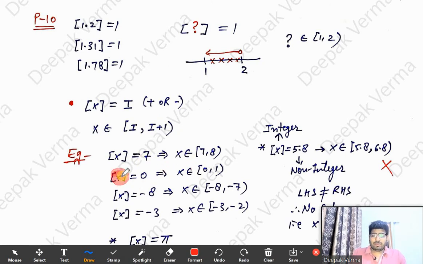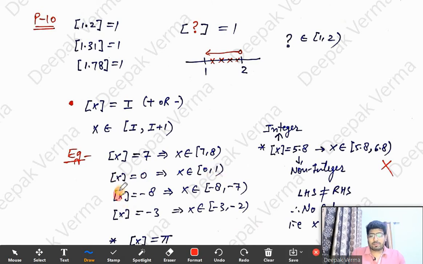Now if we have box x equal to 0, what will be the value of x? The value of x will be lying between 0 and 1. It can be 0 also. Then x belongs to 0 to 1, closed bracket with 0, open bracket with 1.